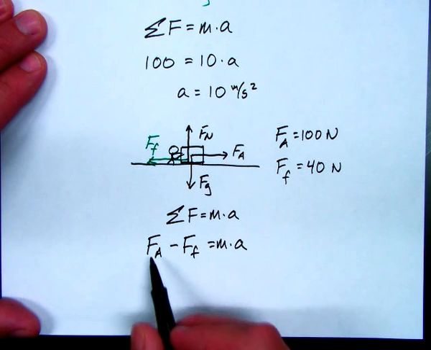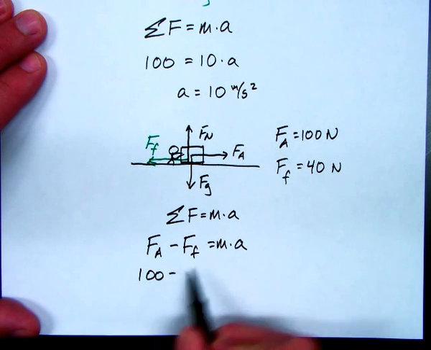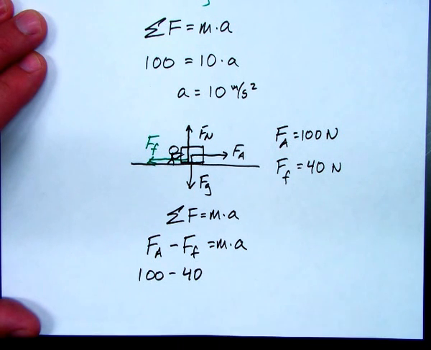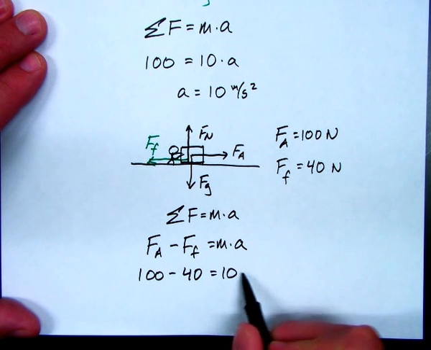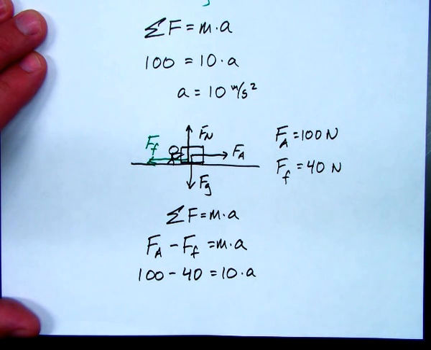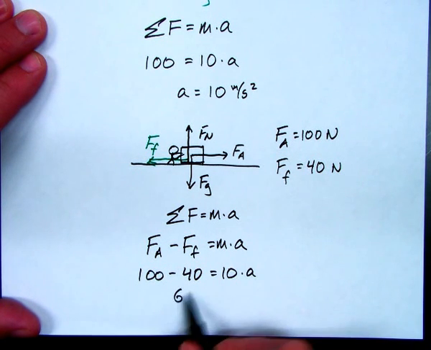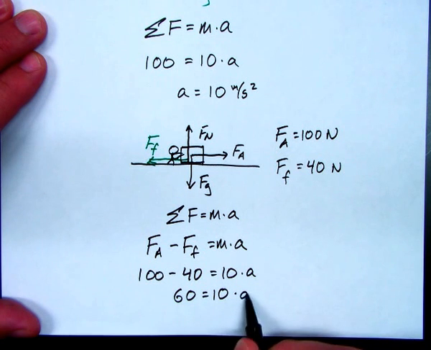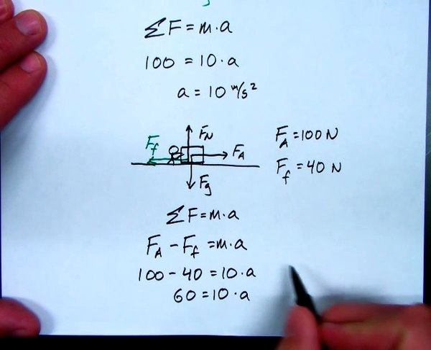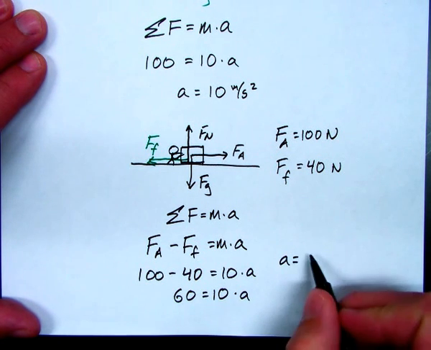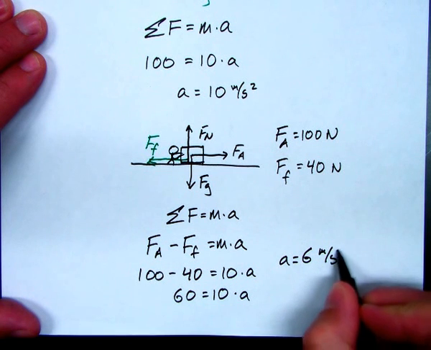The applied force is 100. Friction, we've been told, is 40. The block is still 10 kilograms. And so we have an acceleration of, not surprisingly, less acceleration this time, 6 meters per second squared.